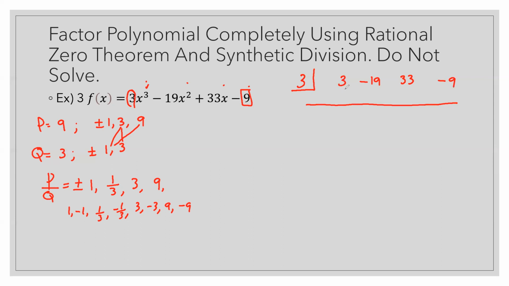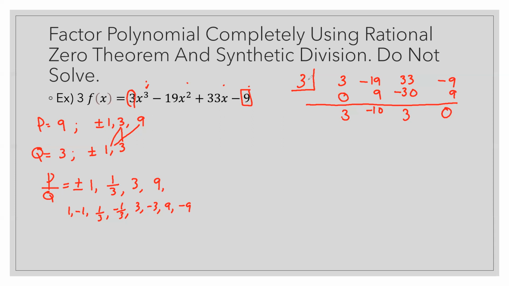So first, put a placeholder under 3. So 3 plus 0 is 3. Then you multiply 3 by 3, which is positive 9. And then add these terms. What's negative 19 plus 9? Negative 10. And then negative 10 times positive 3 is negative 30. 33 minus 30 is 3. And then 3 times 3 is positive 9.